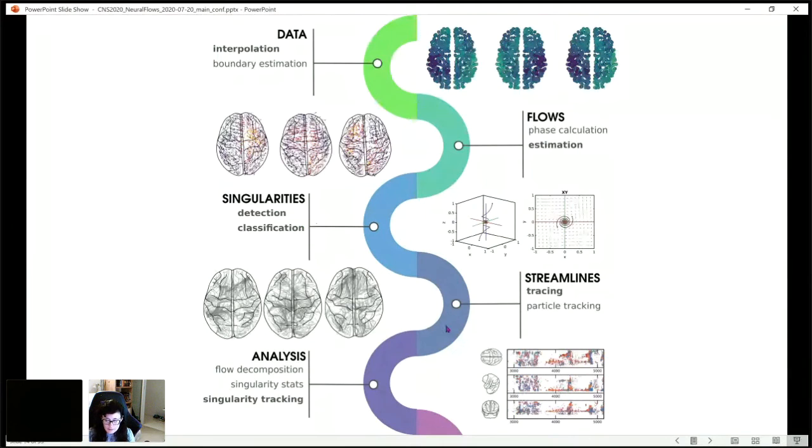We also have a representation of streamlines, and we trace these streamlines over space and time. And these streamlines are giving us an idea of these functional pathways that form and dissolve in the brain. And last but not least, we provide analysis methods for flow decomposition to actually make sense of this high-dimensional information.